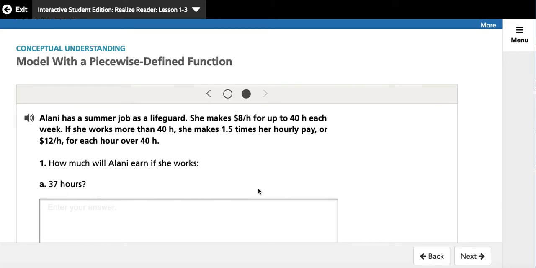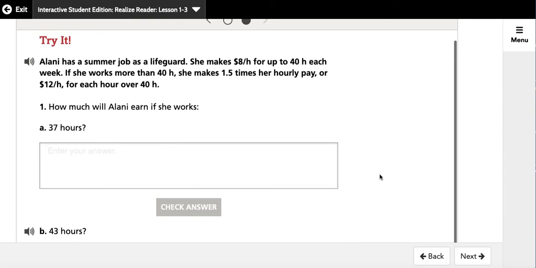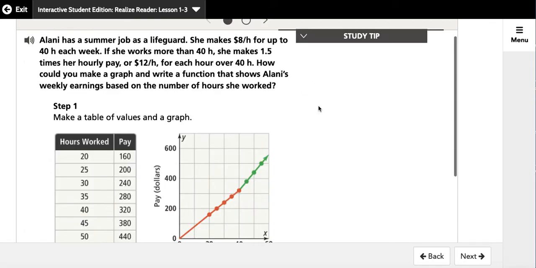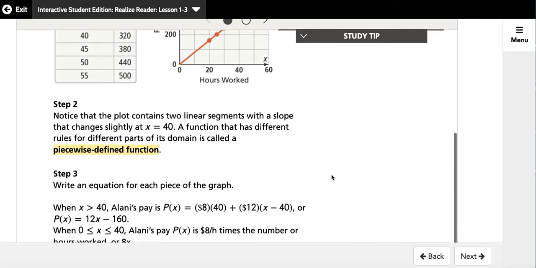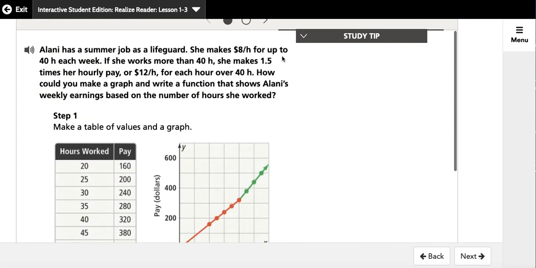Okay, 37 hours. How can we figure out how much she's going to get paid for 37 hours, and then part B is for 43 hours. So click pause, try to figure those out. If you need to, you can rewind the video, go back to the two equations. Here are the two equations to help you out.